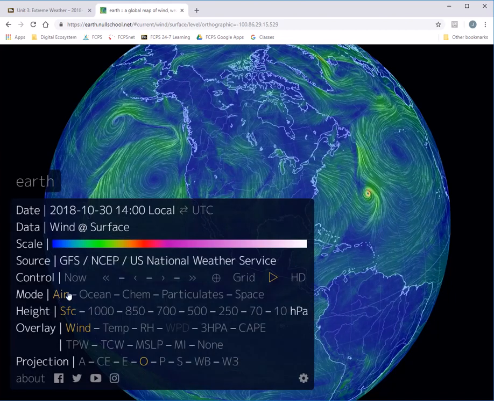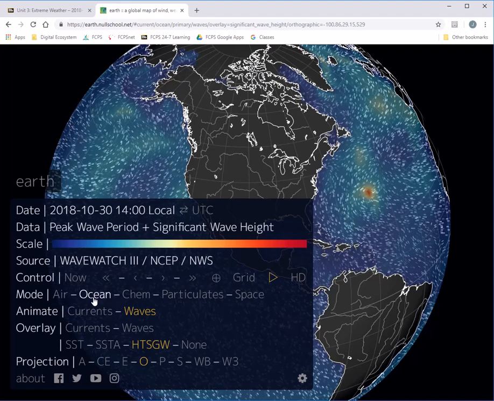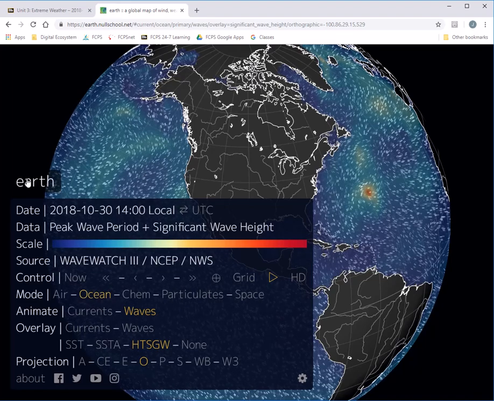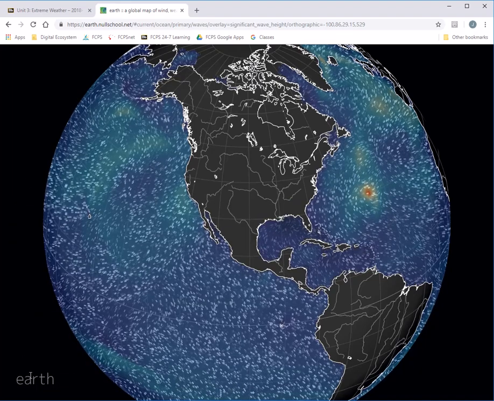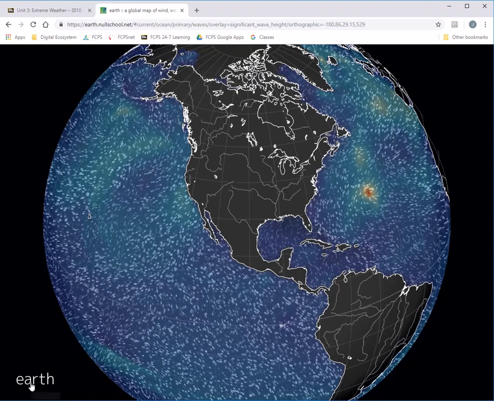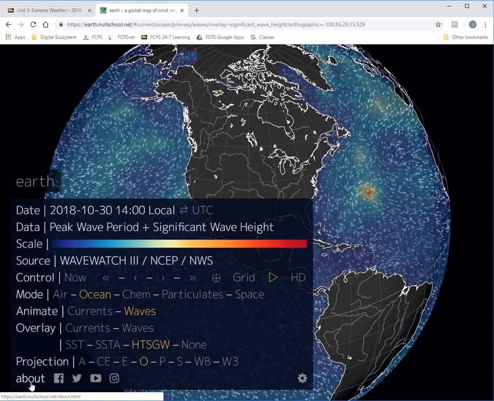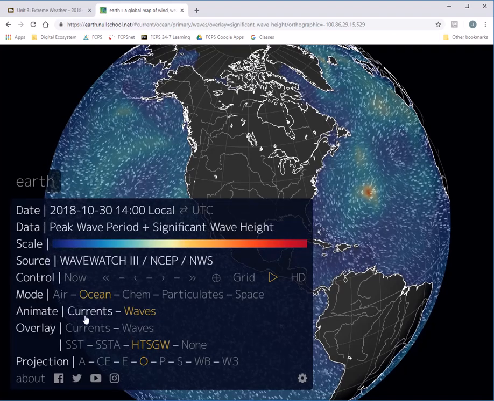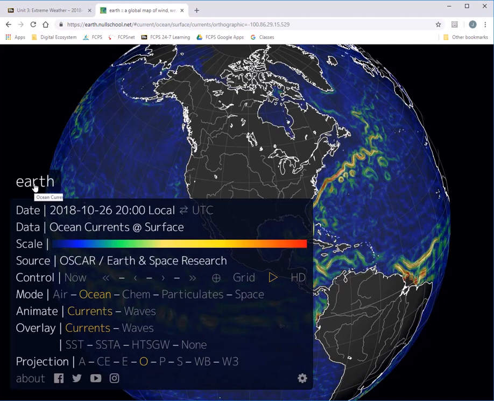Okay, so let's look at ocean. What you see now are the waves, ocean waves. Okay, not too interesting because there's not much we can do with it. But ocean currents looks more interesting.